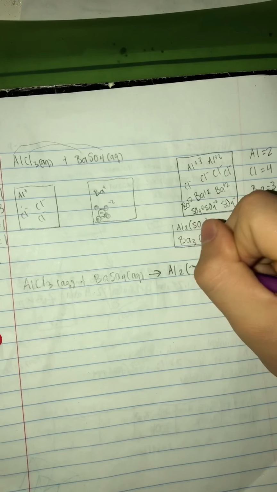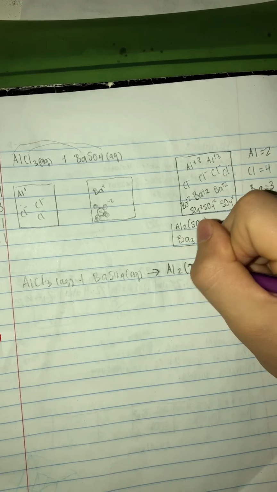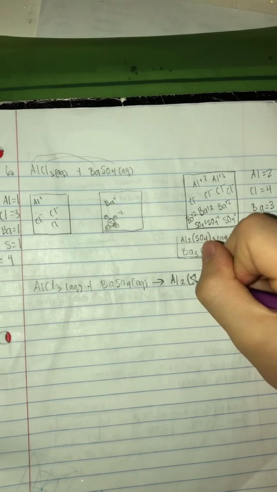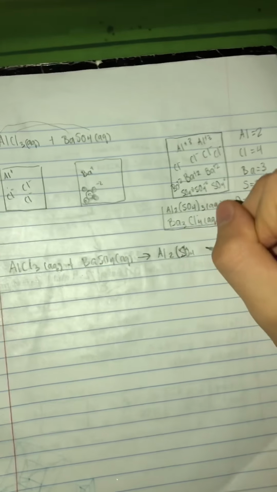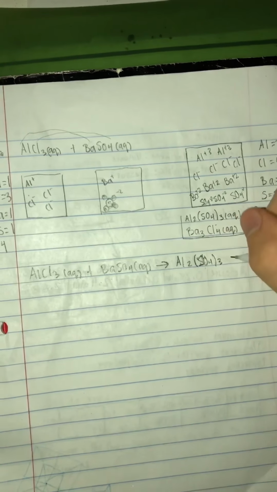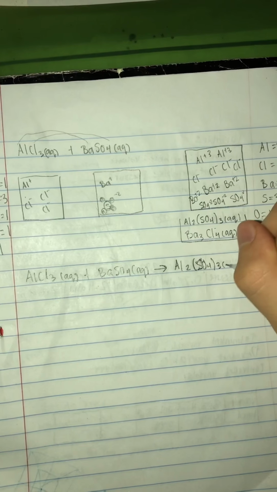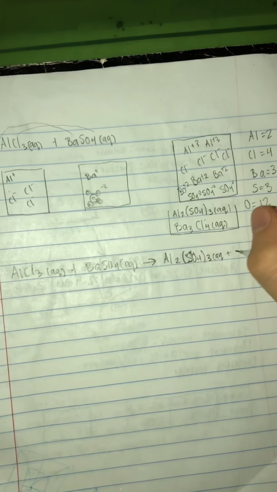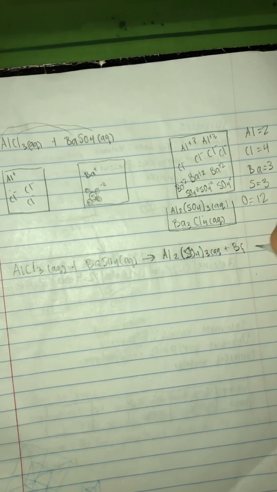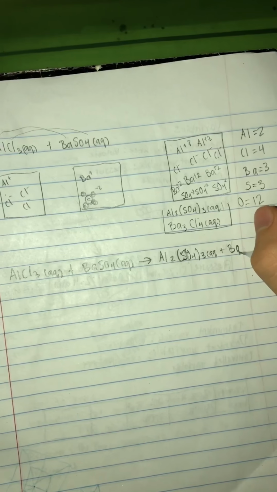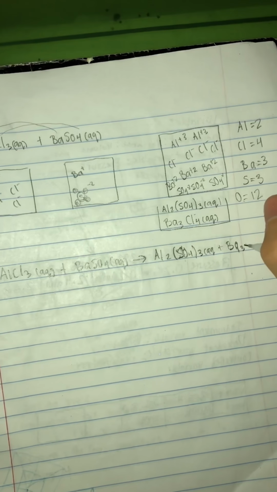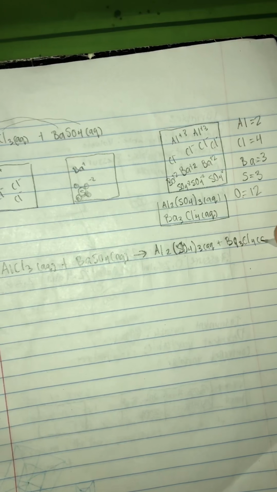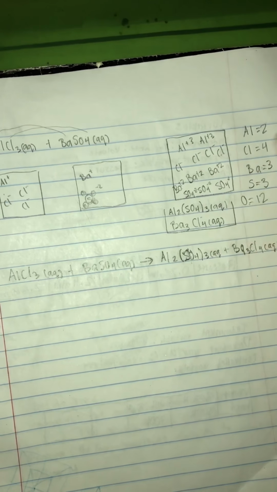Al2 SO4 3 aqueous plus Ba 3 Cl4, which is also aqueous.